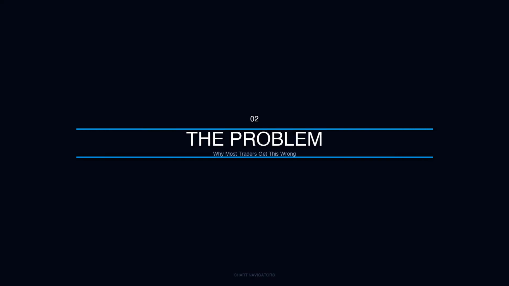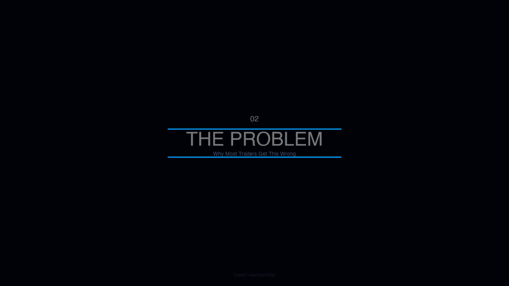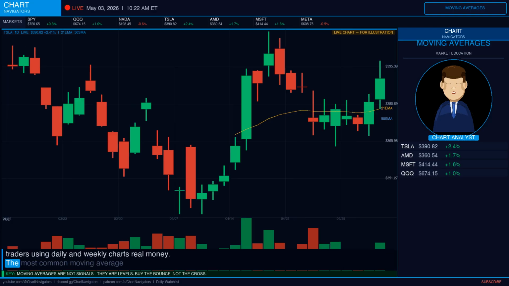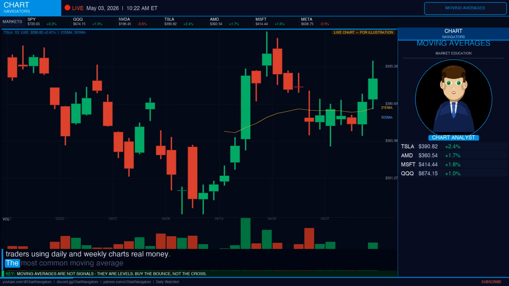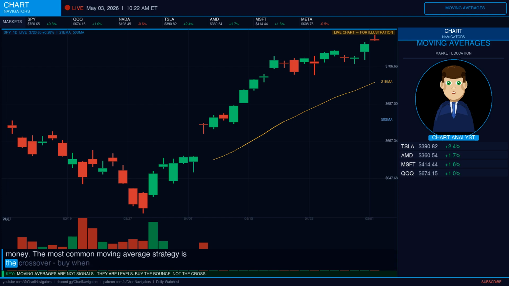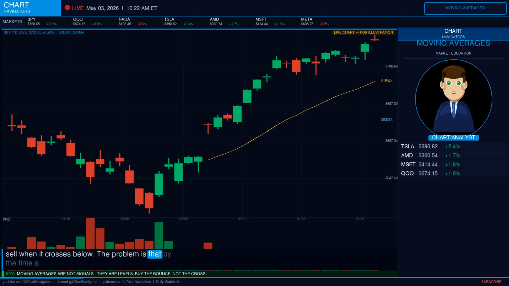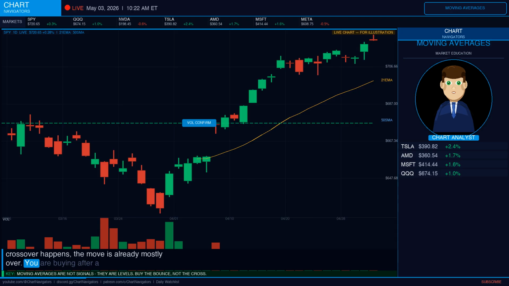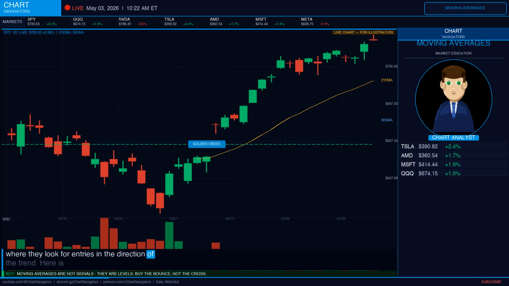Here is the problem costing most technical traders using daily and weekly charts real money. The most common moving average strategy is the crossover: buy when the 50-day crosses above the 200-day, sell when it crosses below. The problem is that by the time a crossover happens, the move is already mostly over. You are buying after a significant rally or selling after a significant decline. You are the last one in and the last one out. Professionals do not trade crossovers. They use moving averages as dynamic support and resistance levels where they expect price to react, and where they look for entries in the direction of the trend.